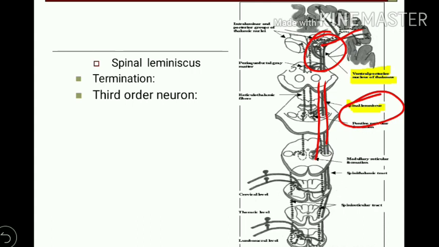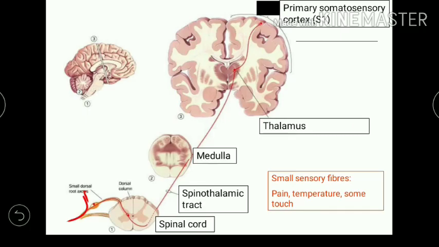This is the diagram showing the origin, course and termination of the lateral spinothalamic tract. You can just revise. The dorsal root ganglion is the first order neuron, ending in the dorsal horn of the spinal cord, from which second order neurons arise. The second order neurons cross, enter the lateral white column and ascend. These fibers end in the thalamus, from which third order neurons arise, and these end in the sensory cortex.